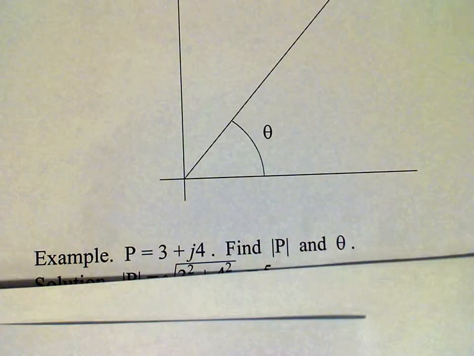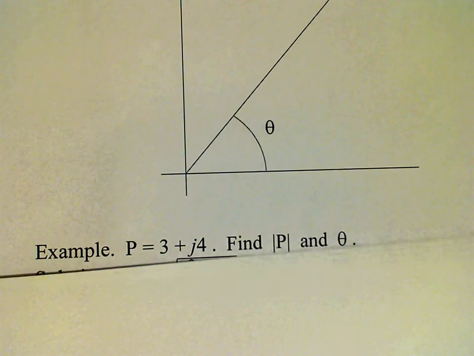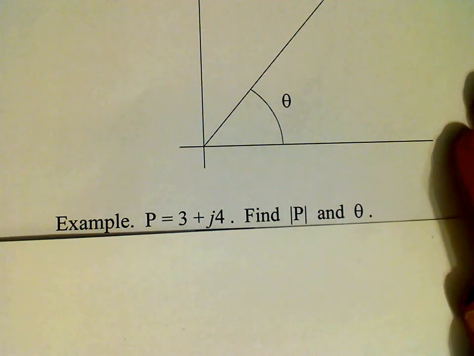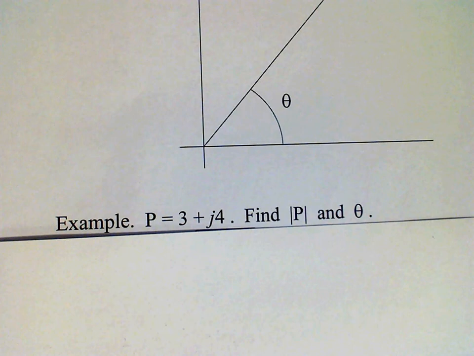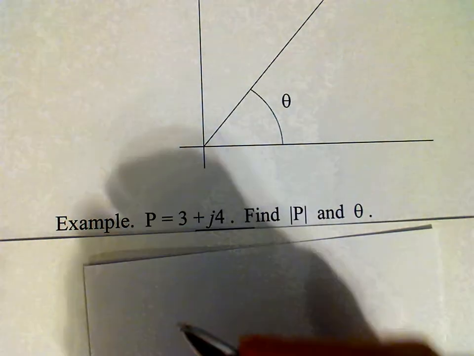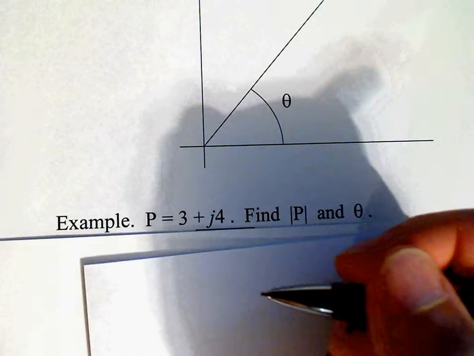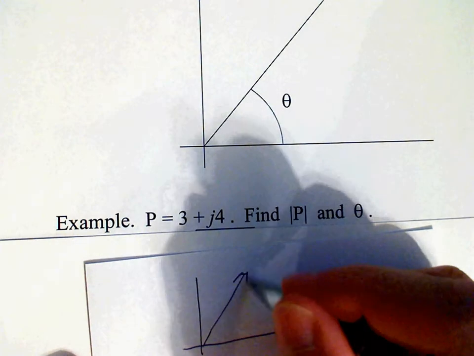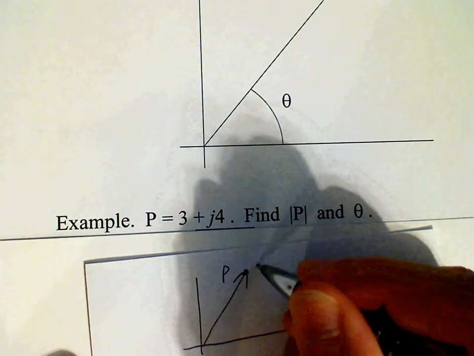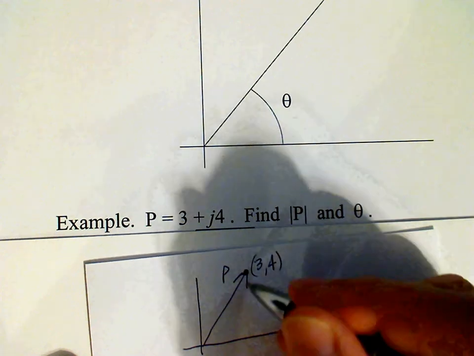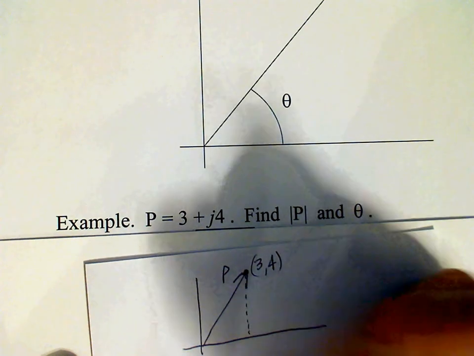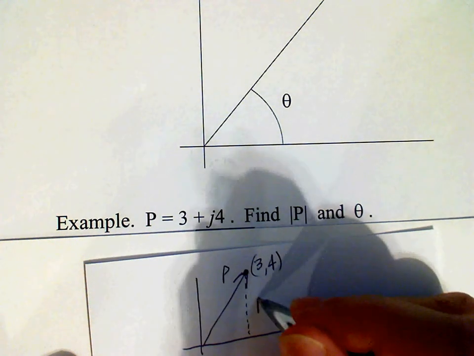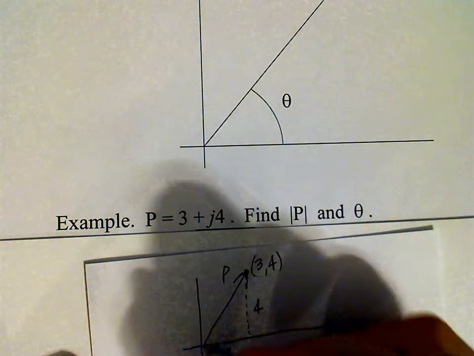Okay, so let's do an example. We have P given by 3 plus j4, and we want to find the magnitude of P and theta. And so there's P, and this point here is the point 3, 4. So that means if I drop a vertical line there, then this segment here has length 4, this segment here is length 3.